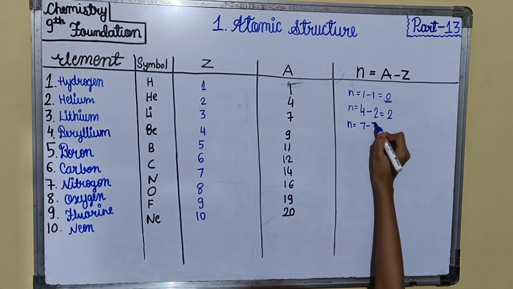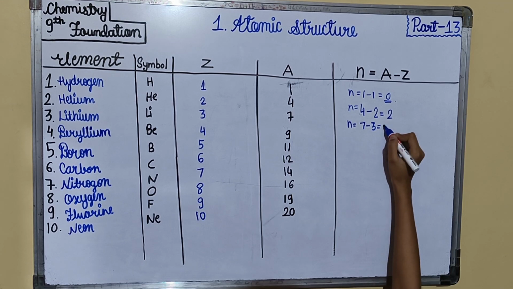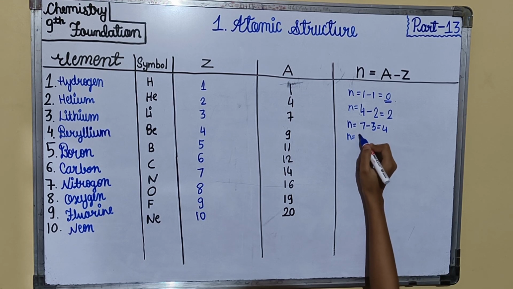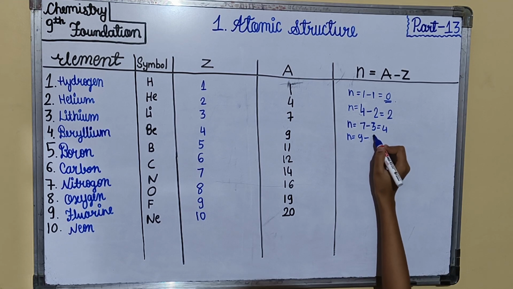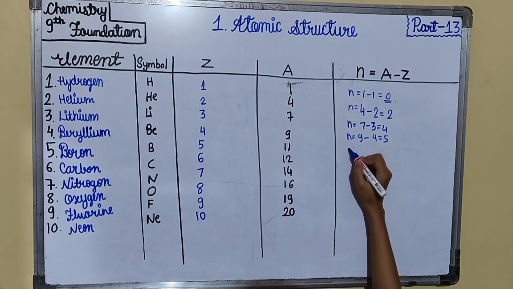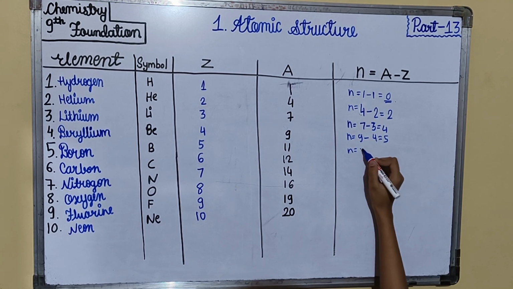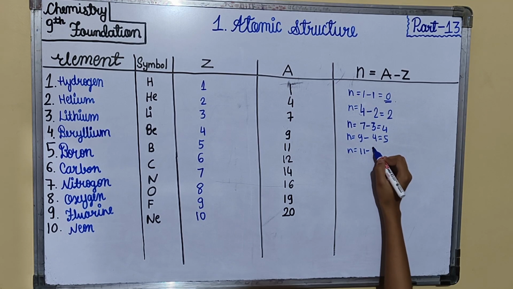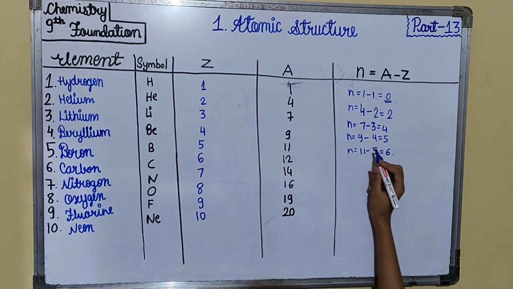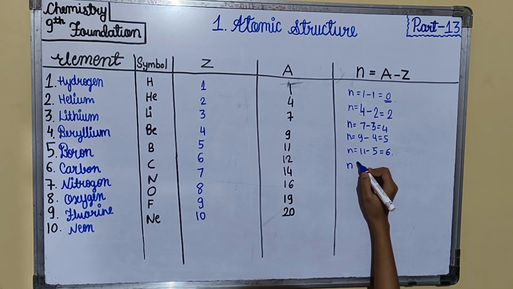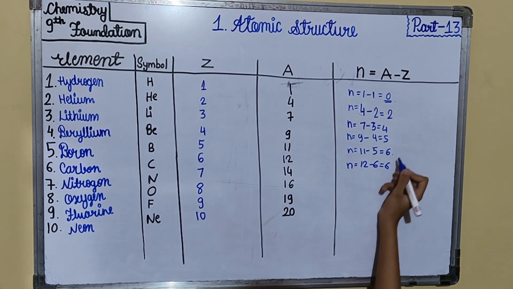Neutrons of lithium is 4. Neutrons of beryllium is 5. Neutrons of boron is 11 minus 5, that is 6. Neutrons of carbon is 12 minus 6, that is 6.